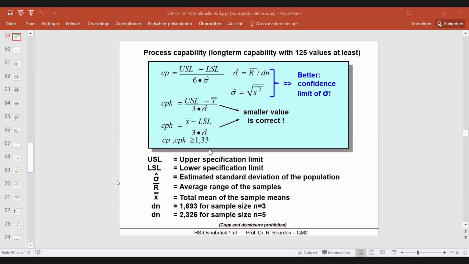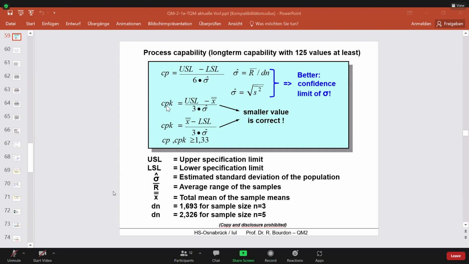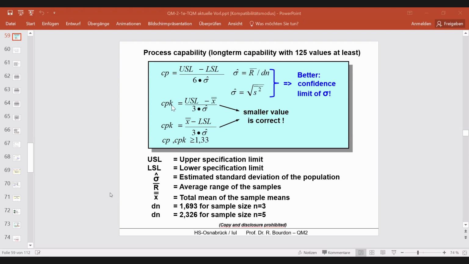If you take the lowest value here for CPK, then it is the right one. So you have 2 CPK values here, and the lowest is the right one. Mostly the CPK and CP requirements in the industry are 1.33 or more.